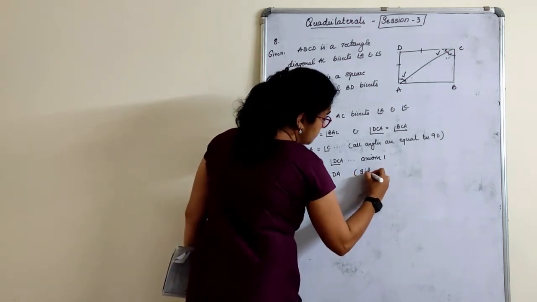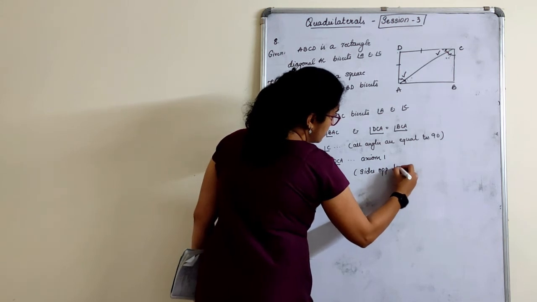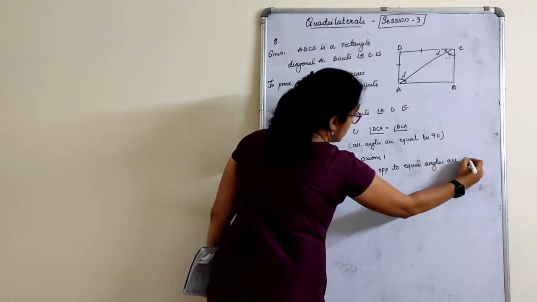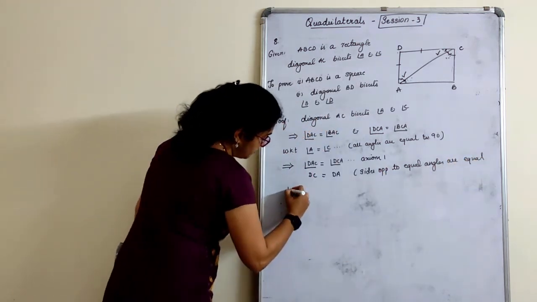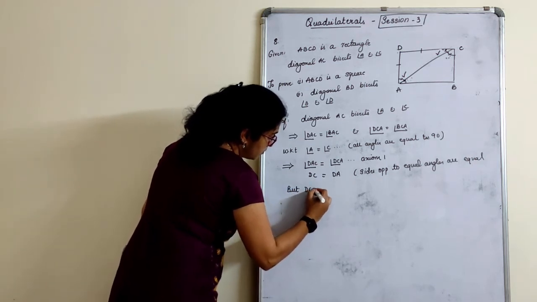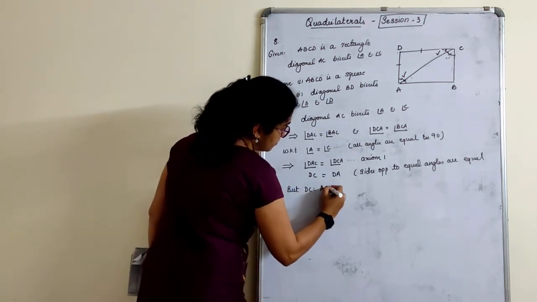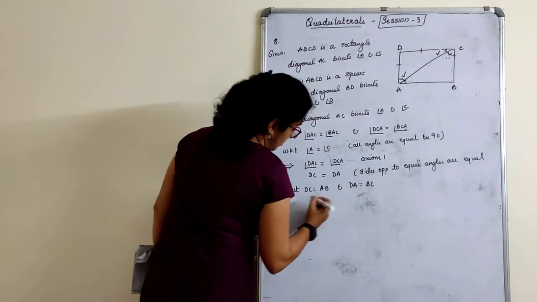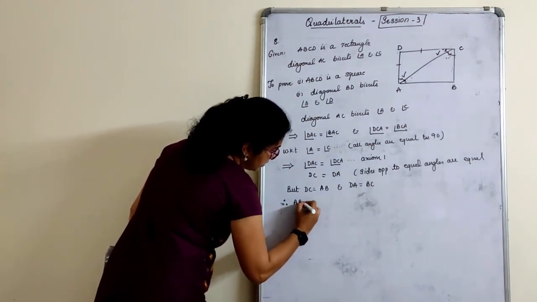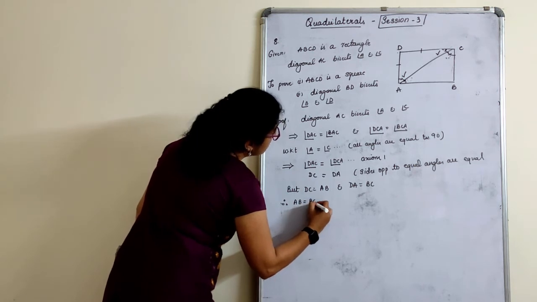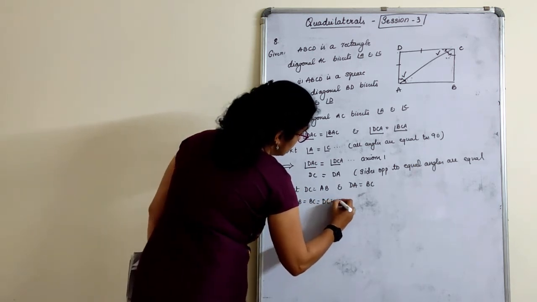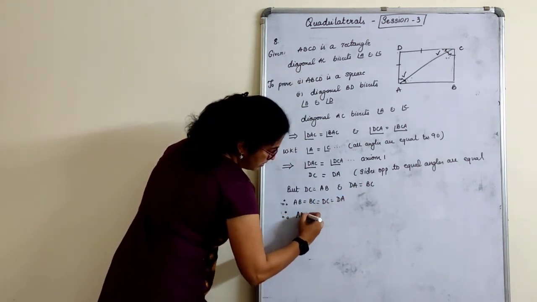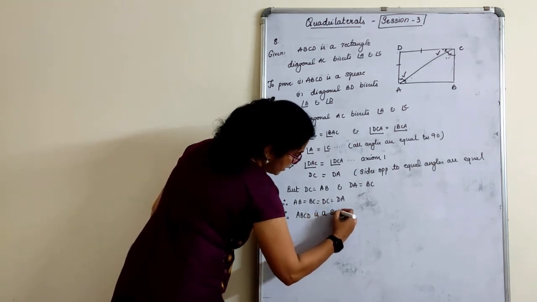Reason: sides opposite to equal angles are equal. But DC is equal to AB and DA is equal to BC. Therefore, AB is equal to BC is equal to DC is equal to DA. Therefore, all the sides are equal. So, ABCD is a square.